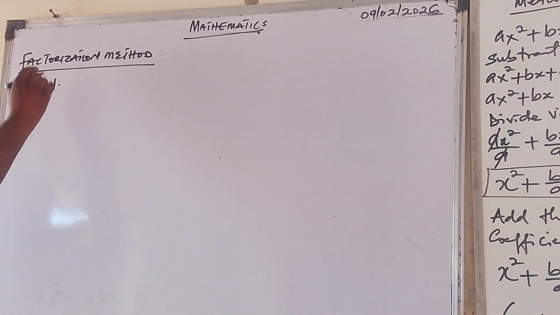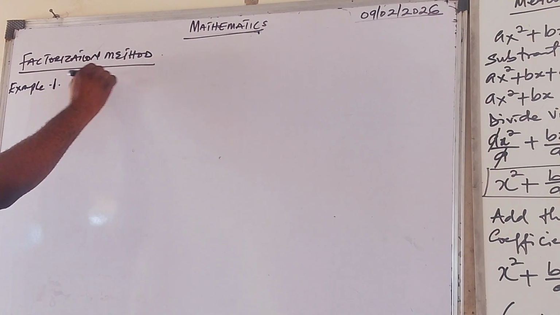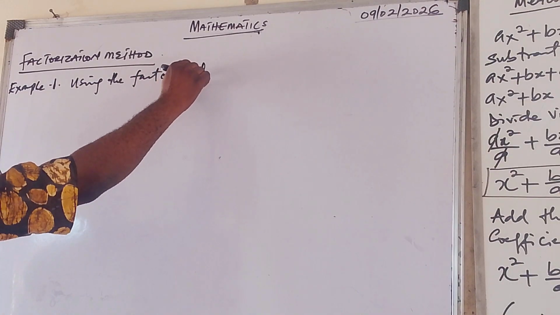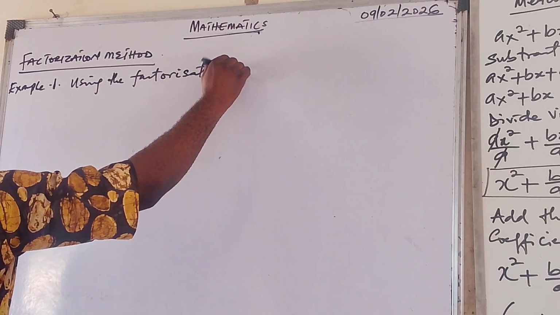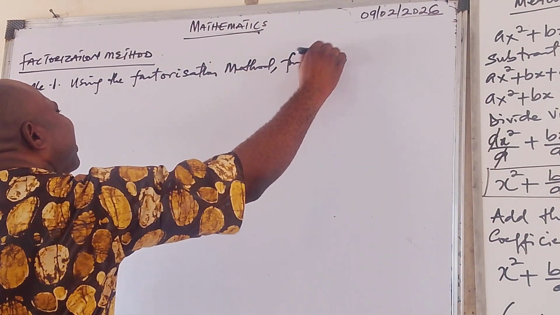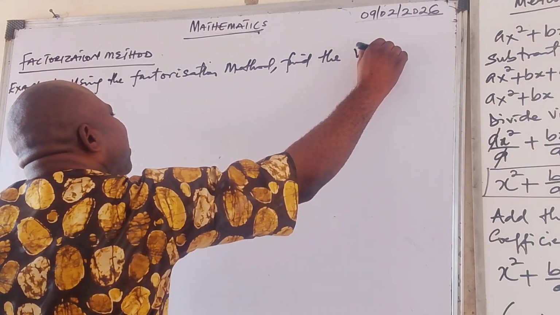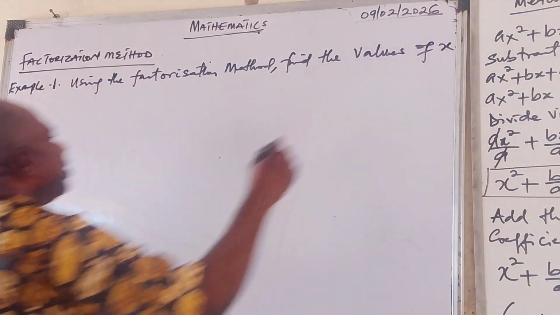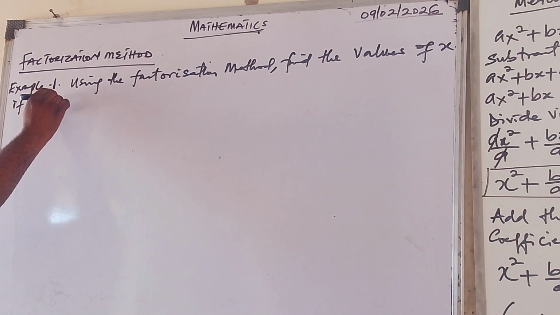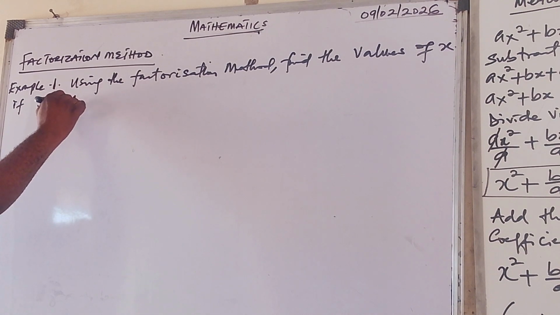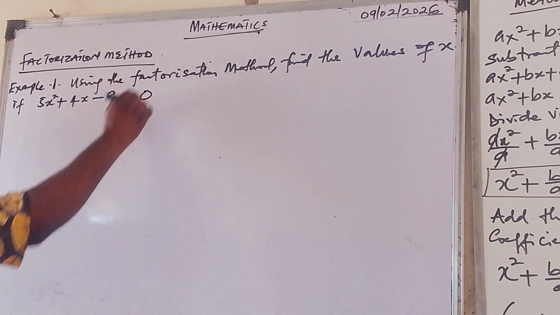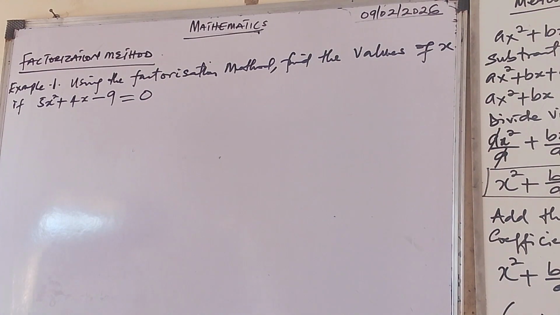Now, example 1. Using the factorization method, find the values of x if 5x squared plus 4x minus 9 is equal to 0. Yes, it's equal to 0.